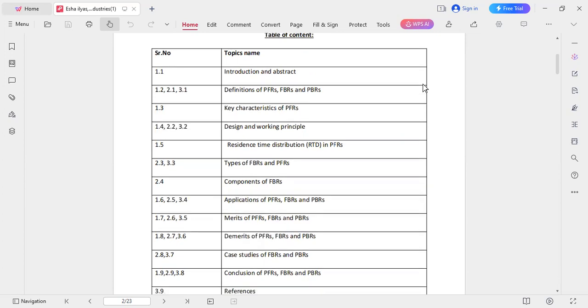The topics I have covered in my article are the introduction and abstracts of all of these reactors, their definitions, key characteristics, design and working principle, their residence time distribution, their types, components, and their applications in the chemical industries, then the merits and demerits of all of these reactors, and their case studies. And in the last, I will tell you about the conclusion of all of these reactors.